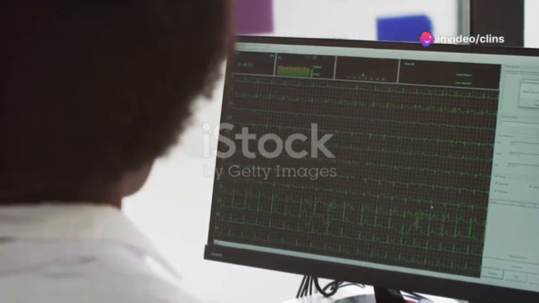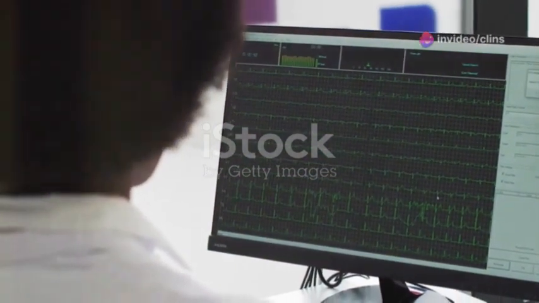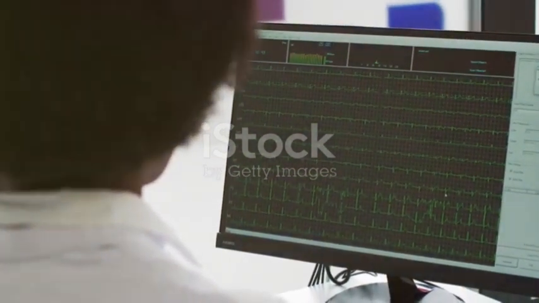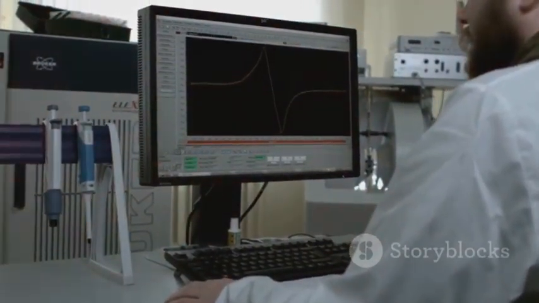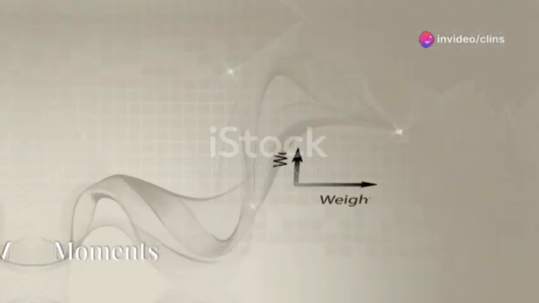Next, we have the standard error. The standard error is the standard deviation of the sampling distribution of a statistic, typically the mean. It measures the accuracy with which a sample represents a population.